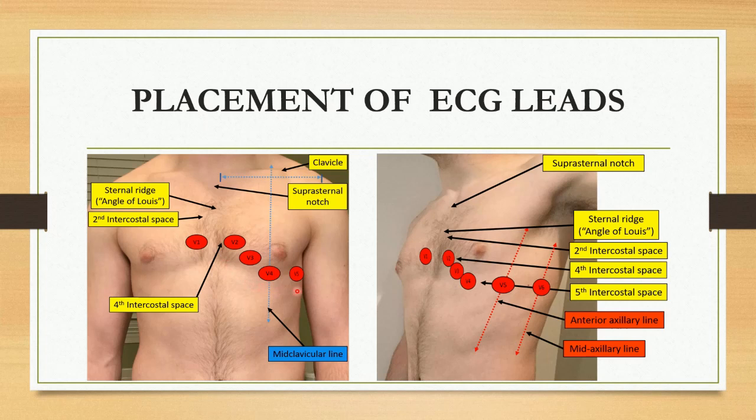Attach the V5 lead in the anterior axillary line, in a straight line with V4. At last, attach V6 in the mid-axillary line, in a straight line with V4 and V5. And as I said already, all the limb leads are to be attached in the right forearm, left forearm, left lower leg and right lower leg.